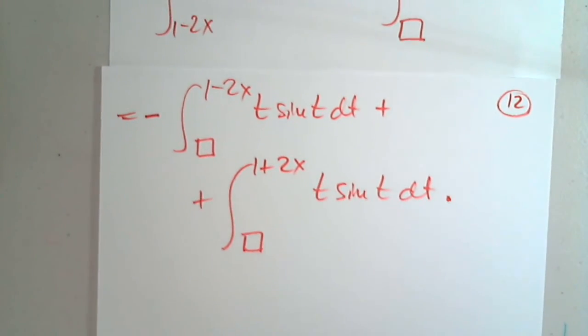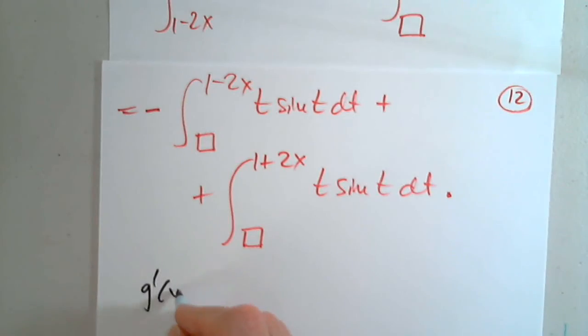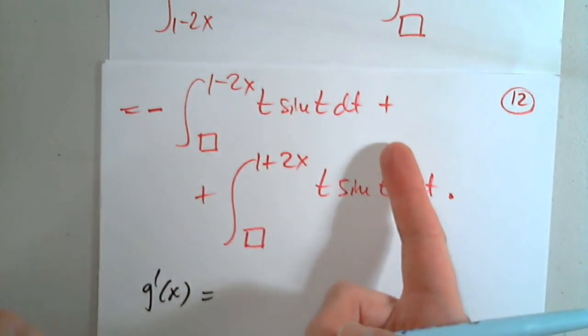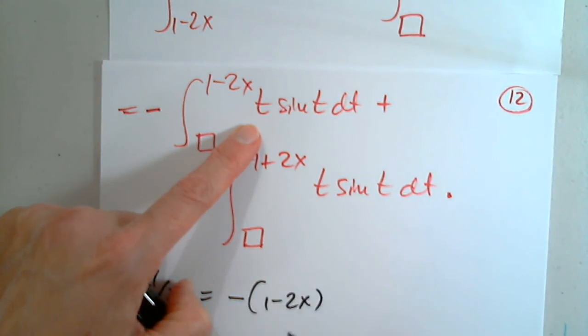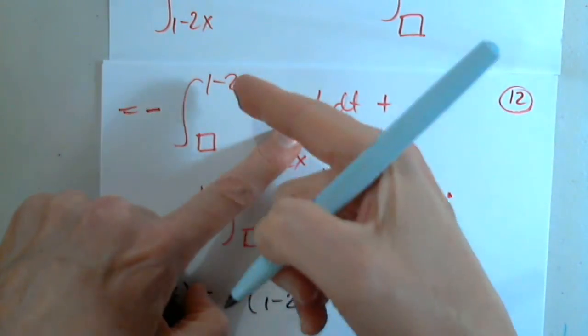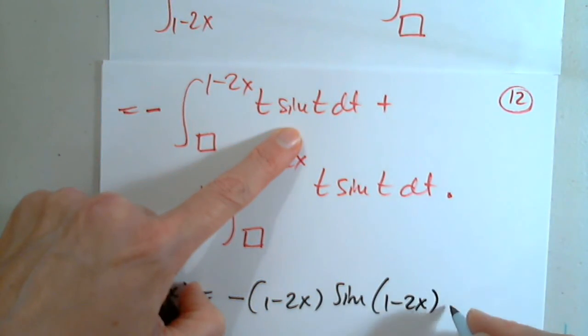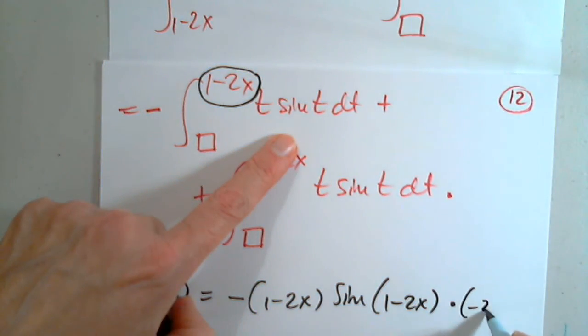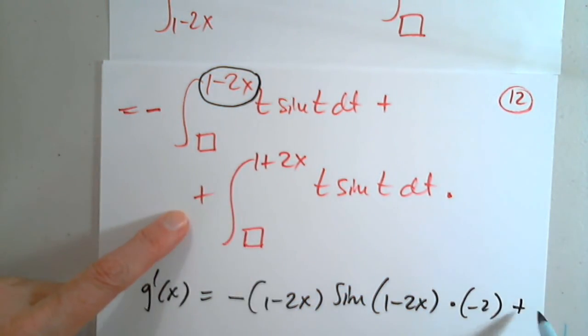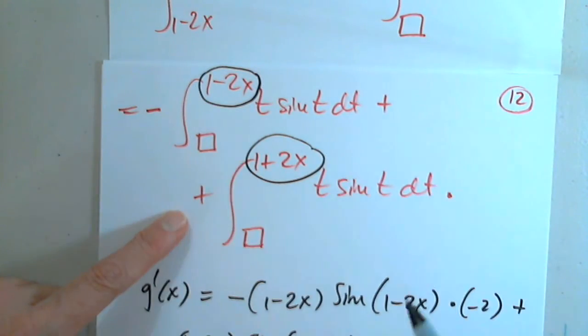I can differentiate g, and I differentiate this. Minus stays outside. t is now 1 minus 2x, sine of 1 minus 2x times the inner function prime, which is negative 2, plus, I differentiate this now. It's t, which is 1 plus 2x, sine of 1 plus 2x times the inner function prime, which is 2.